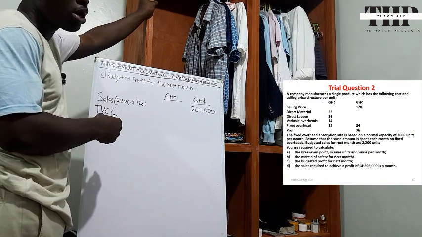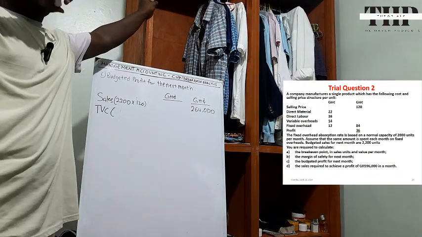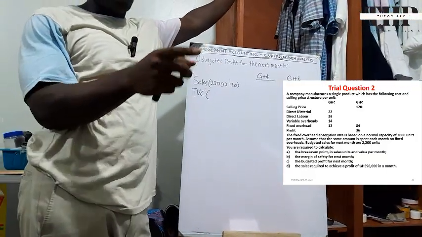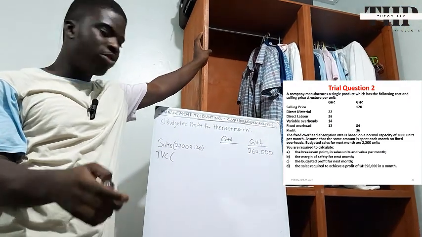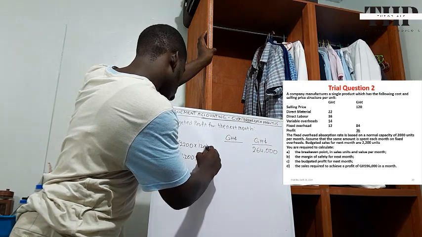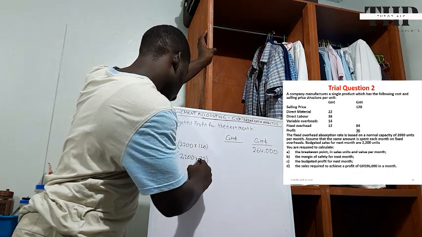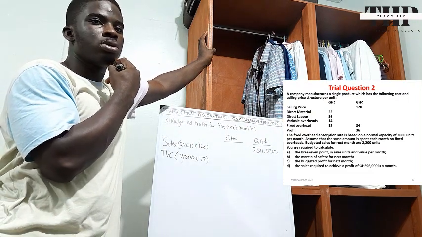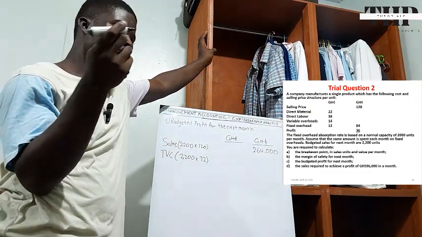Total variable cost is 22 plus 36 plus 14, minus 12 again. Because it's supposed to be 84 minus 12, but the 84 was the total of direct materials, direct labor, variable overheads, and fixed overheads. So that is 72. So where will we get this 48? That's why I would say that 48 is the contribution per unit.